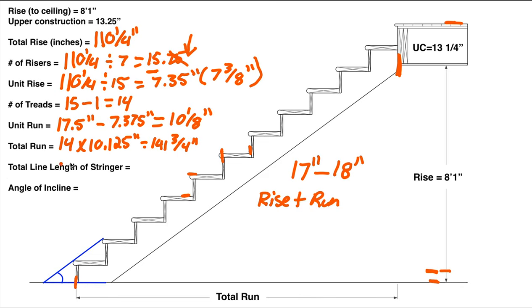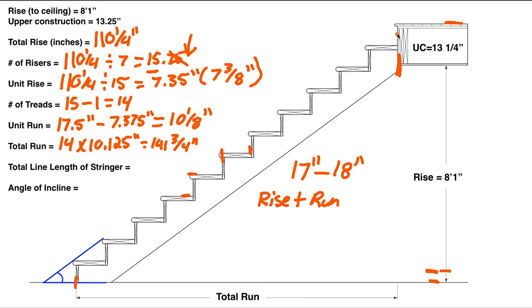Now, the total line length of the stringer is so that you can order your stringer material, right? Normally we're using 2x12. Am I going to get a 12 foot, a 14 foot, 16 foot? Maybe I need to get a custom order, like a 20 foot 2x12 or something. We want to know that ahead of time if possible. So the total length of stringer, you might be thinking we could just do a big triangle, right?